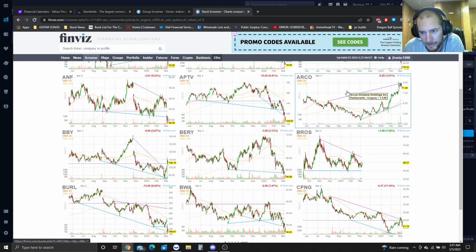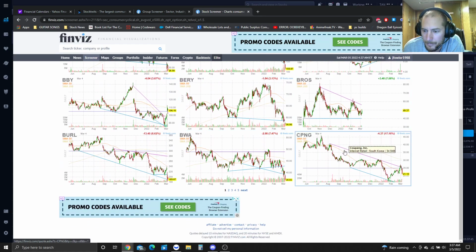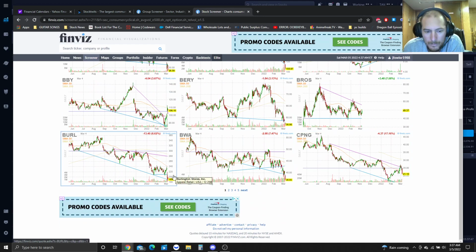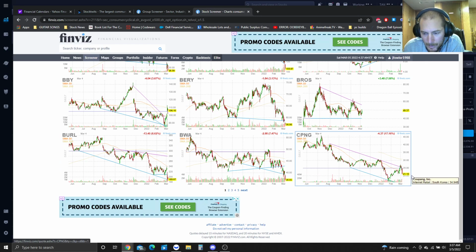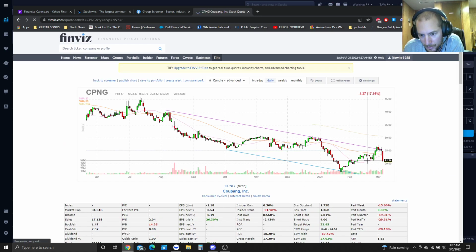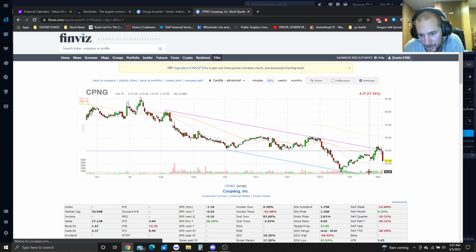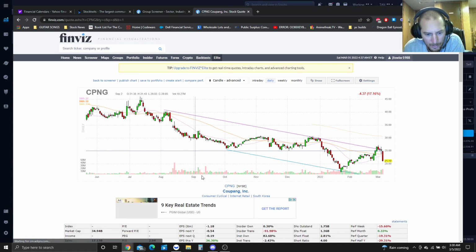Okay, so here we go, right out of the gate. Arco at the top of its channel could be a decent short play. CPNG as well could be a decent short play. It looks like it's already breaking down. If it breaks these lows here, it could possibly make a move down to 17-ish. So that's one that you could watch.